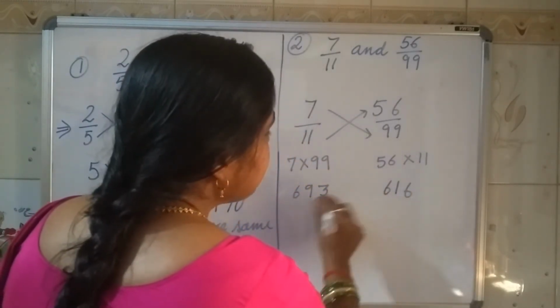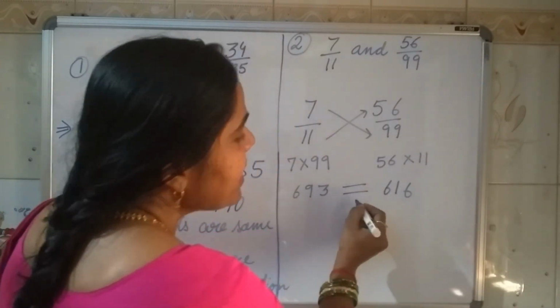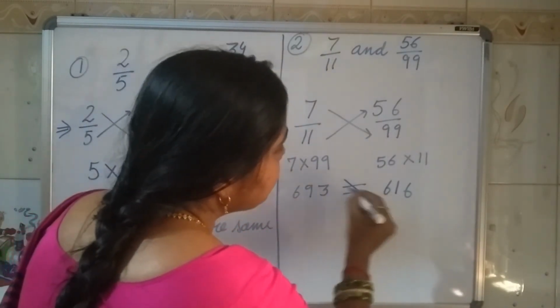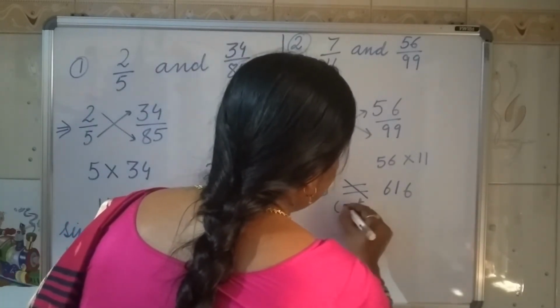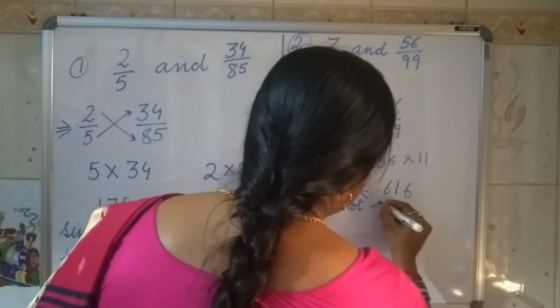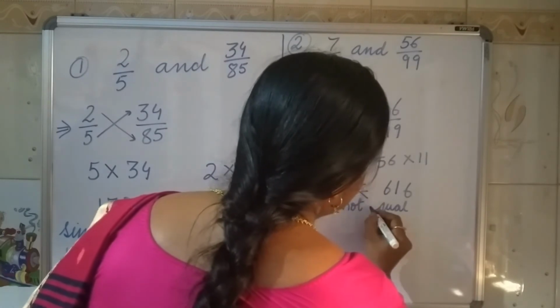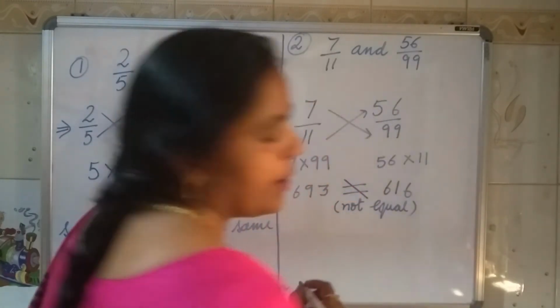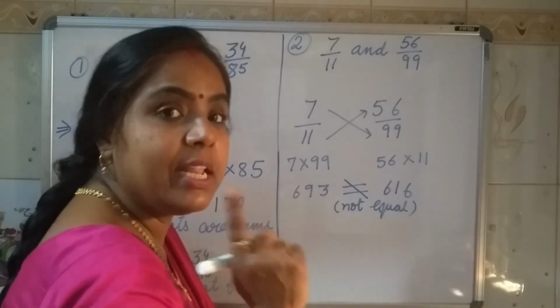Now we can see that 693 is not equal to 616. When we make this equal sign and cut it by the slanting line, it is the symbol of not equal. Now you are a student of class 5, so you should know what the symbol means. Okay. So what is the meaning of this symbol? This symbol means they are not equal. Okay. Now since they both are not equal, it means they are not equivalent fractions.